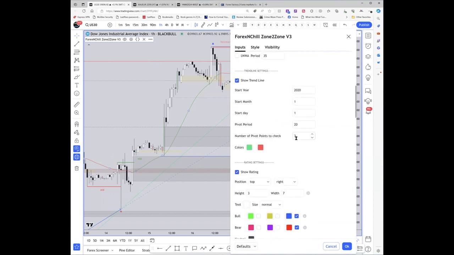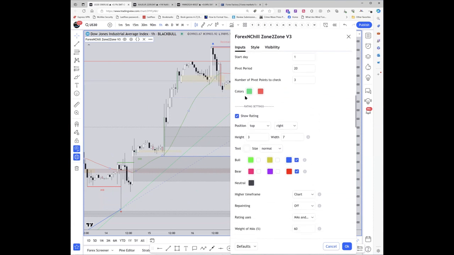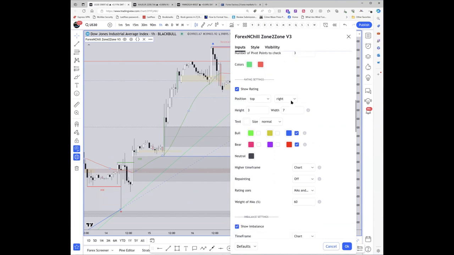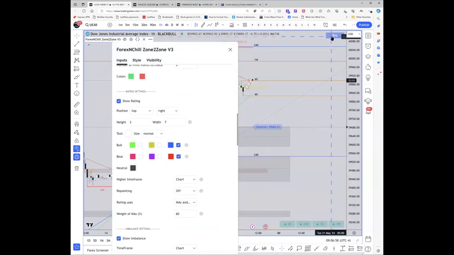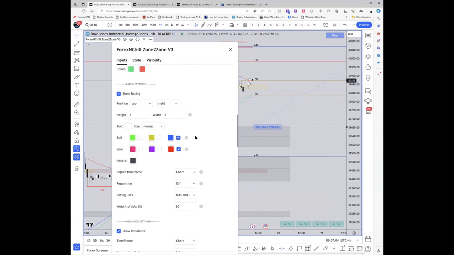Number of pivot points to check for your trend line. This is something you can play around with. And the colors of your trend line. Bullish, I have green. Bearish, I have red. Show ratings at the top. That's over here at the top right, where it's showing buy. You can put the position, the size, the color of the text.